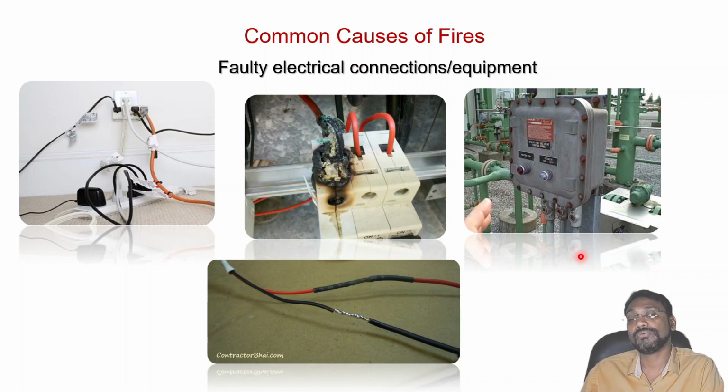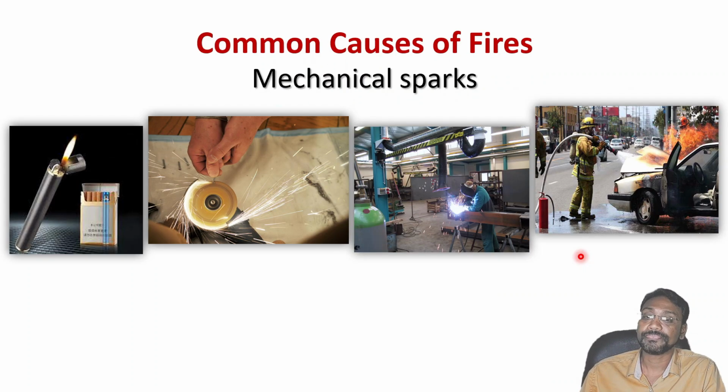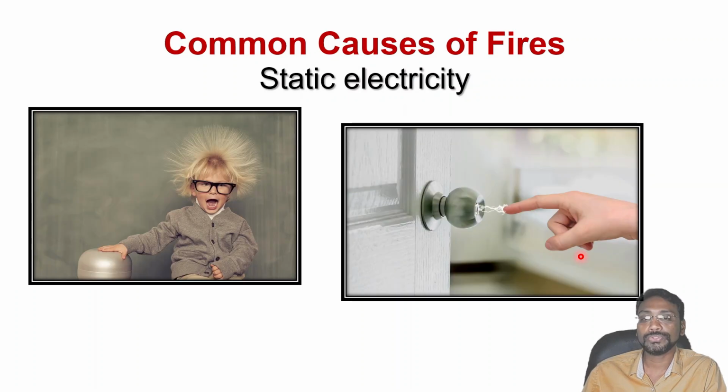People may go out for dinner from a flat. They may go for a dinner in a hotel. While they come back, the complete flat is burned by fire. That is because of short circuit, low quality electrical equipment, low quality extension boxes. All that creates problems. And common causes of fire are mechanical sparks and short circuits.